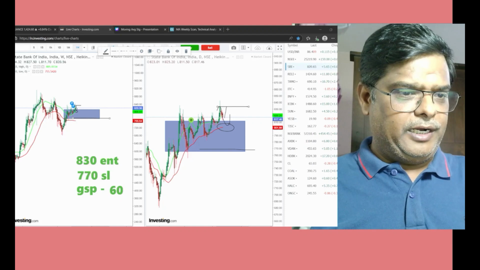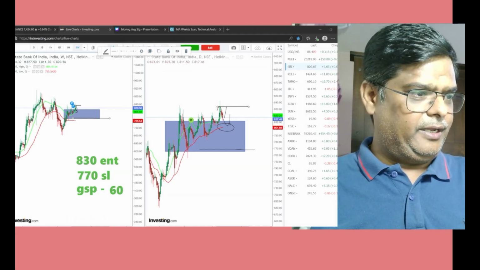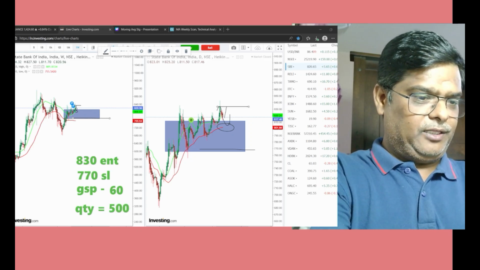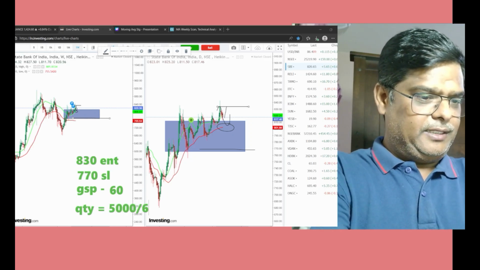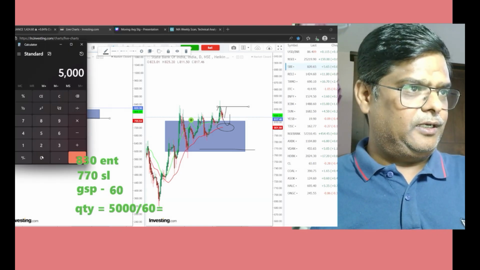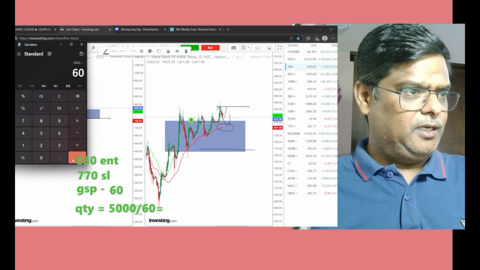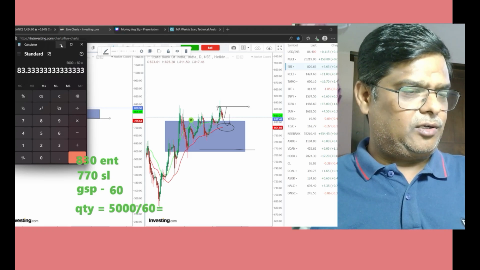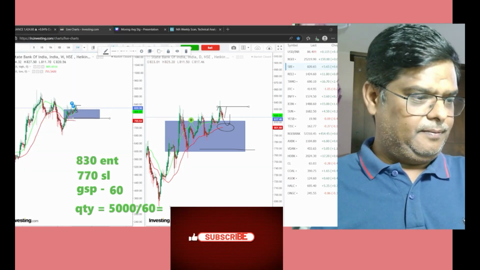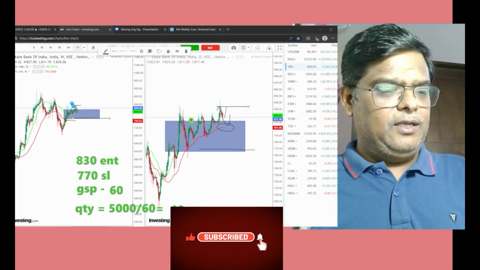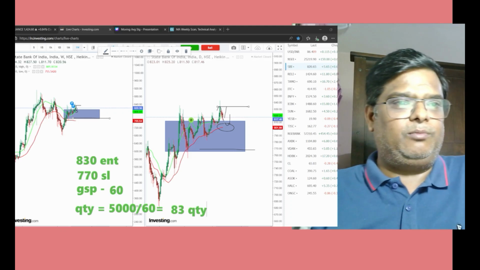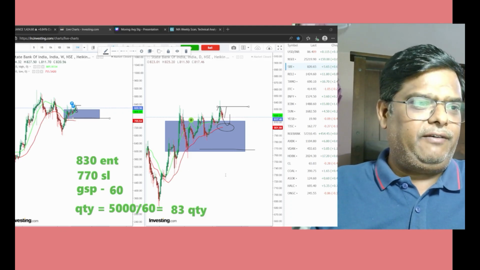So now you calculate your risk quantity. QTY is equal to, suppose I want 5000 rupees risk, divided by 60. 5000 divided by 60 equals 83 stocks. So you go and buy 83 stocks. This QTY is not rupees, it is a quantity, 83 stocks. Tomorrow I will go and enter. So this is the way you have to calculate it.